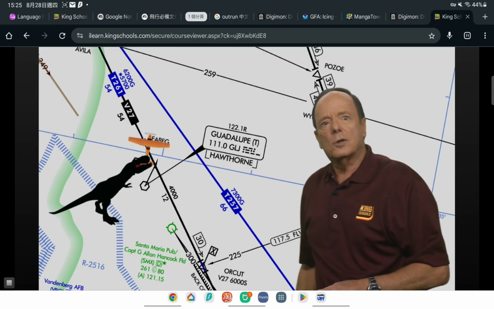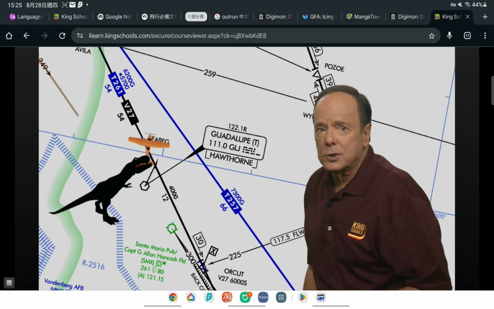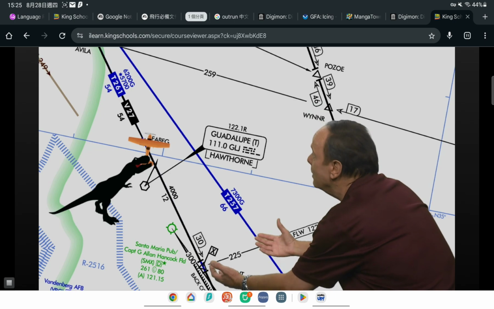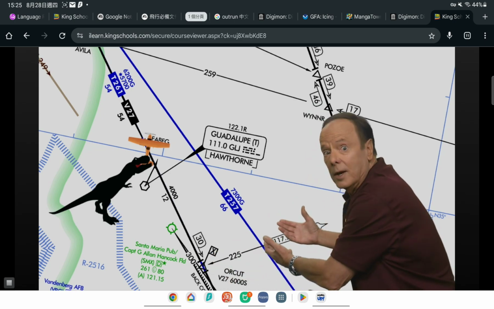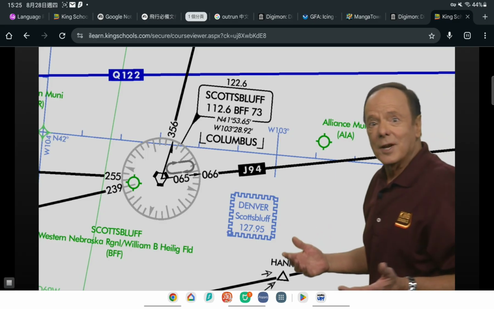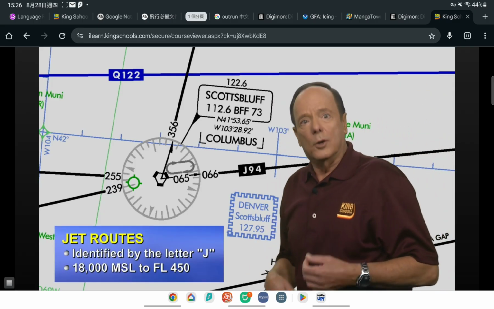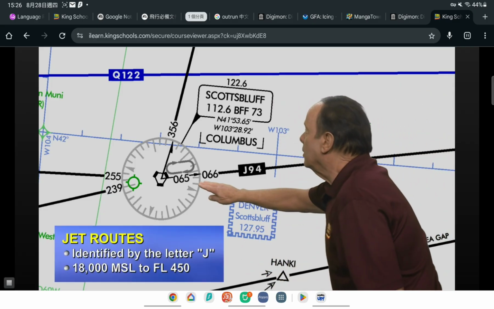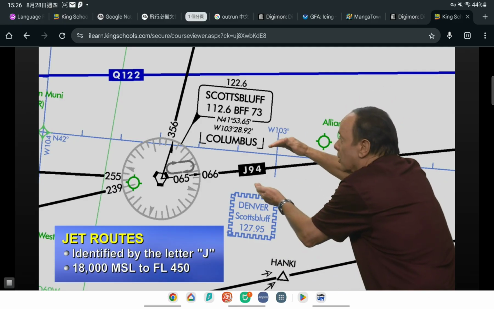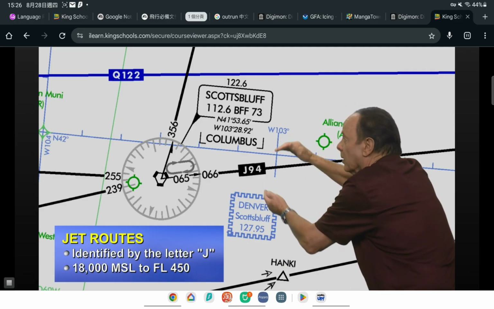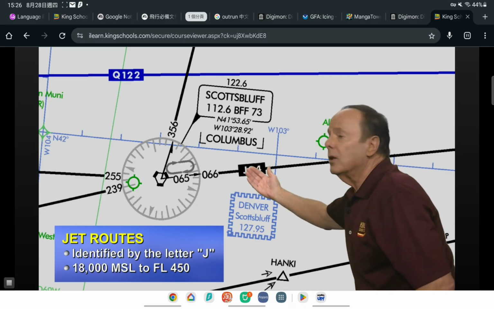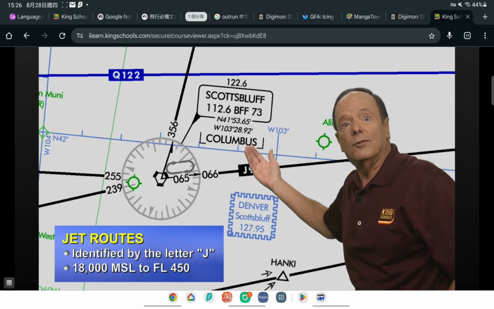Now, T routes are free of many of the limitations of Victor routes, but both types of low altitude airways can be limited by high terrain. Now let's talk about high altitude airways. Now, high altitude airways using VORs are called jet routes. They're identified by the letter J and one or more numbers like J94 right here. Jet routes extend from 18,000 feet MSL up to flight level 450.